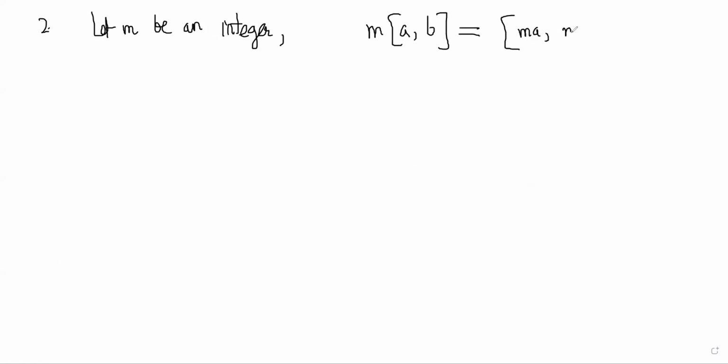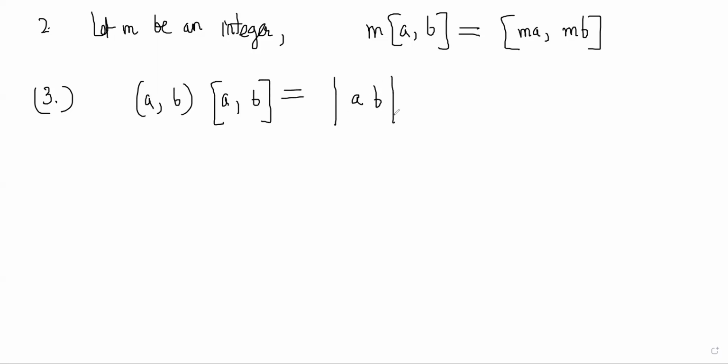Then the next thing that we see is let M be an integer. M times the LCM of A and B is equal to the LCM of MA and MB. If M is any integer, M times the LCM of A and B is equal to the LCM of MA and MB. Okay. What is the next thing? This is a standard property that you see in lower grades also. We have the product of the GCD of A and B with the LCM of A and B is equal to the mod of AB.